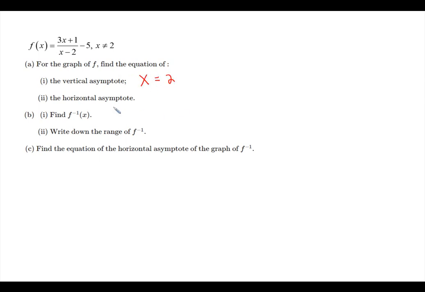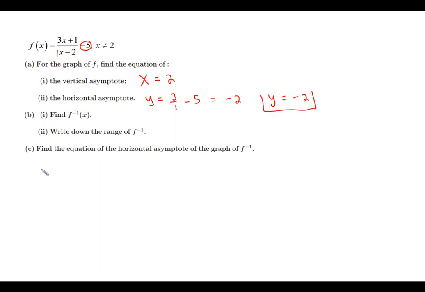For the horizontal asymptote, we just follow the rules for horizontal asymptotes. So if you have an x on the top and the bottom and the exponents are equal, we know that we just take the coefficients of the x's. So the horizontal asymptote would be y is equal to, we get 3 over 1. But here's where you need to be careful. We have a minus 5 after this. So you have to do 3 over 1 minus 5. So the horizontal asymptote is actually going to be at y is equal to negative 2. Right? So y is equal to negative 2.